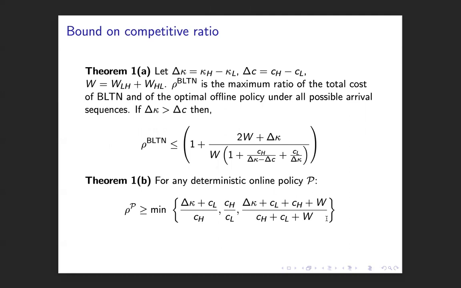We show that the following bounds on the competitive ratio of BLTN exist. If delta kappa is greater than delta C, then we can say that the maximum ratio of the total cost of BLTN and the optimal online policy under all possible arrival sequences is bounded by this number. For a deterministic online policy, we see that the competitive ratio of policy P is a minimum of these three numbers.